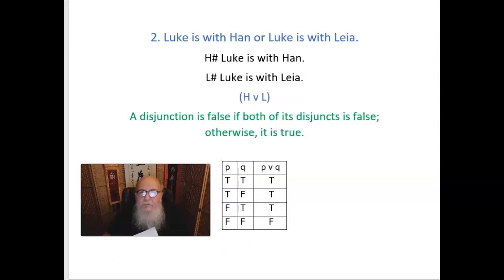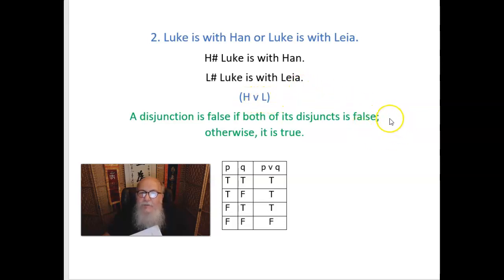Now consider another statement. Luke is with Han, or Luke is with Leia, right? That's a compound proposition. These two propositions are joined by the or, and the resulting compound proposition is called a disjunction. The two component propositions are called disjuncts, and we can call this the left disjunct and this the right disjunct. We make our little dictionary, H for Luke is with Han, L for Luke is with Leia, and we symbolize it with the V, using this V for an or, which gives us either H or L.